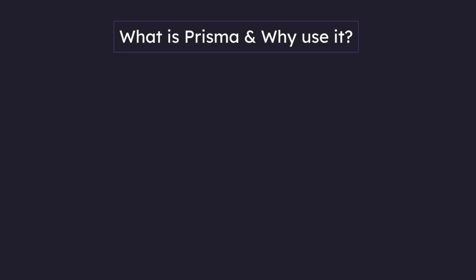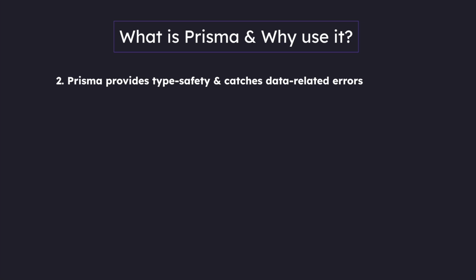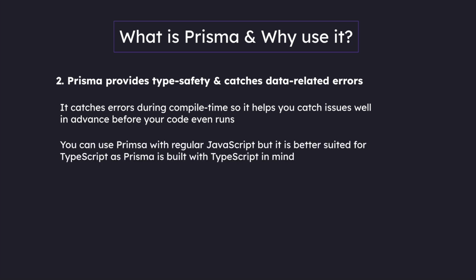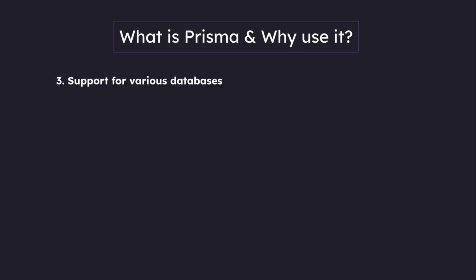Let us look at the second use case for Prisma. Prisma provides type safety and catches data-related errors. It catches errors during compile time, so it helps you catch issues well in advance before your code even runs. You can use Prisma with regular JavaScript, but it is better suited for TypeScript as Prisma is built with TypeScript in mind. Let us look at the next use case.